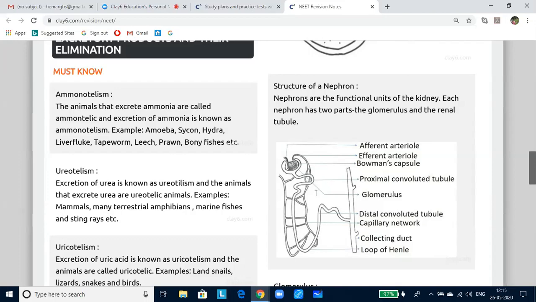Urinary bladder: each ureter will open into a bag-like structure and it is called the urinary bladder. It temporarily stores the urine. It can hold about 0.5 to 1 liters of urine. It is absent in birds. In both reptiles and birds, ureters and rectum open into a common sac called the cloaca.